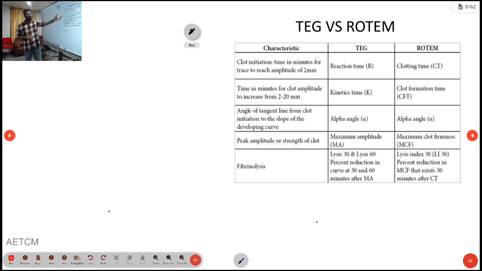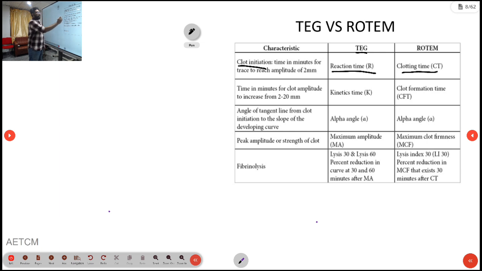So this again is the TEG versus ROTEM. Mainly there is a difference in the terminology, but both of these explanations remain the same. In the case of clot initiation, in TEG we call it the R time, but in ROTEM it is mentioned as clotting time.